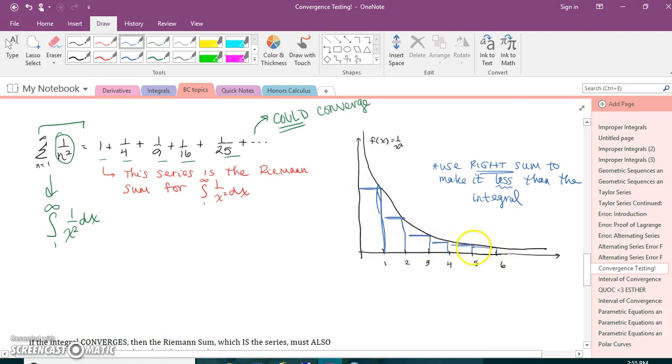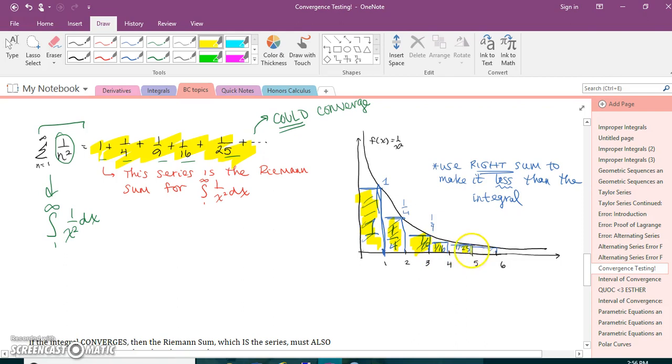So let's just make sure that this actually makes sense. If I'm at 1 and I plug 1 in here, the height is 1, and 1 times a base of 1 is 1. Then let's plug in 2. 1 over 2 squared is 1/4 times a base of 1 is 1/4. And then let's plug in 3. That'd be 1 over 9 times a base of 1 is 1/9. Oh, good. I am actually getting my series. So this Riemann sum representation here does represent the series. So the series is the same as the rectangles here.